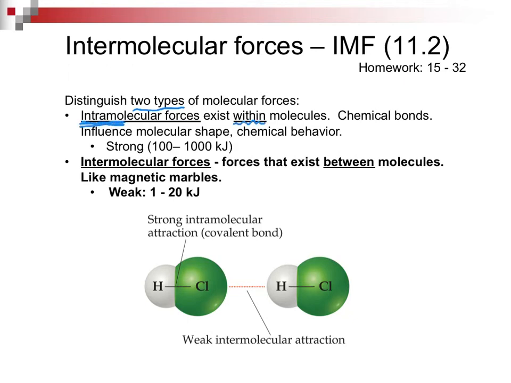They exist within a molecule. So if I look at HCl, that is a covalent bond, and that is an intramolecular force. It is within a molecule. It can range from, say, 100 to 1,000 kilojoules. And think, a nitrogen triple bond is like 937. So again, that's where we get those numbers from.